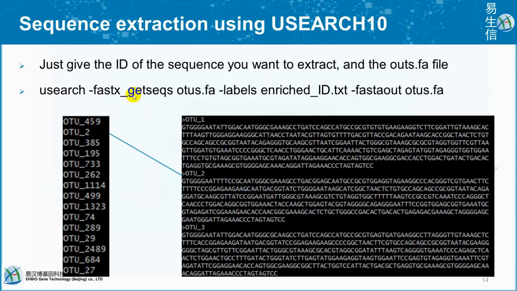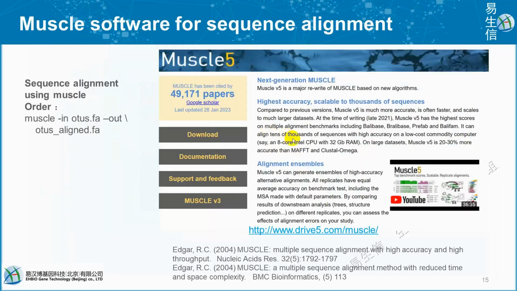And what we can do, as given here, is just give the ID of the sequence, and then we can extract the OTUS.FR file. And usearch, this command, this code is given in our pipeline, and we get the OTUS.FR file. And then we use MUSCLE software for sequence alignment, and by using this code, which is already given in the pipeline, we just execute the code step by step.